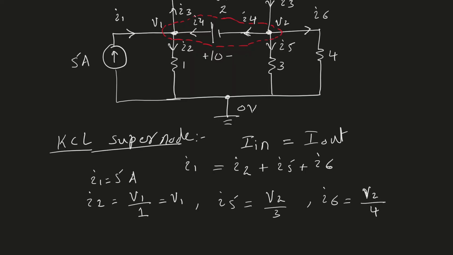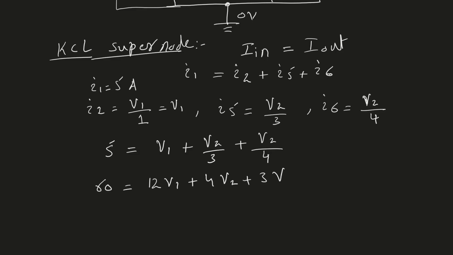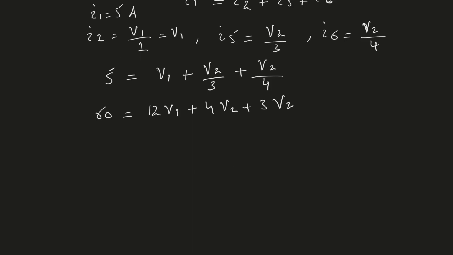Now let's put these values in our KCL equation. Therefore, we have 5 ampere is entering. It is equal to I2, which is V1 divided by 1, plus V2 divided by 3, that's I5, plus V2 divided by 4. To simplify, I will multiply by 12 on both sides. 12 times 5 is 60. 12 V1 plus 4 V2 plus 3 V2. Now combining the same terms, I will have 12 V1 plus 7 V2 equals 60.